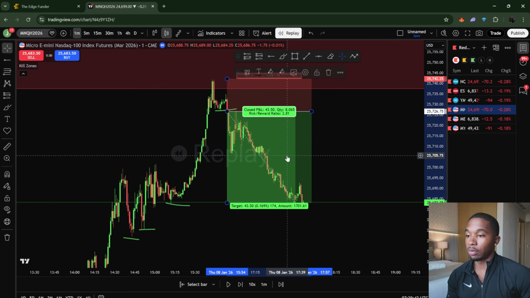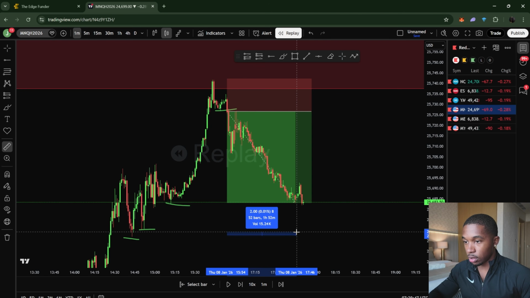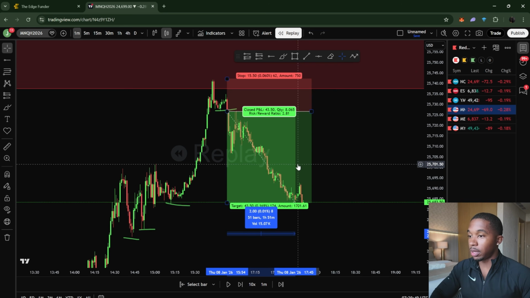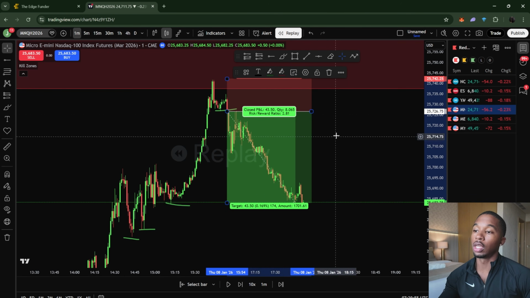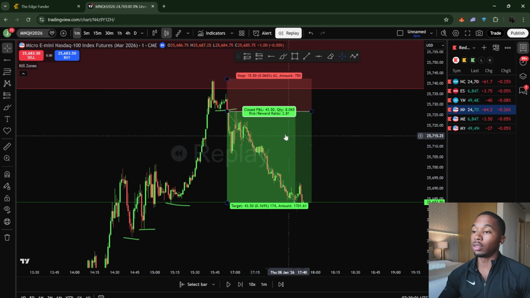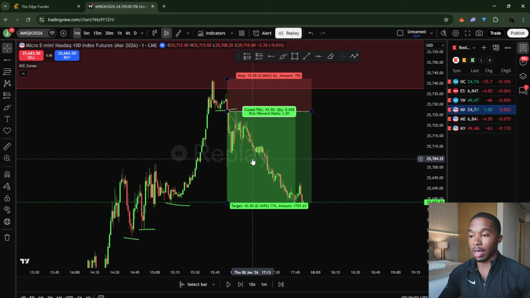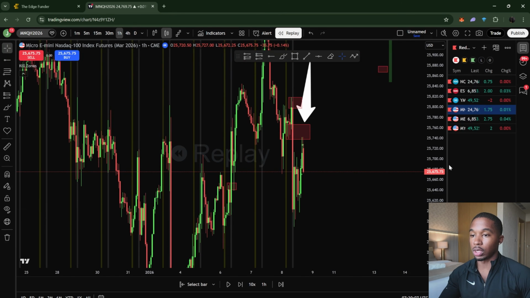Boom. And as you see, this hit our full take profit within a matter of 1 hour and 50 minutes. And this would have been 174 ticks. So a little bit less than around $900 that we would have made on this trade right here. Sorry, a little bit less than $1,000 that we would have made on this trade right here within an hour and 51 minutes, all by following the same exact strategy that we just went over.